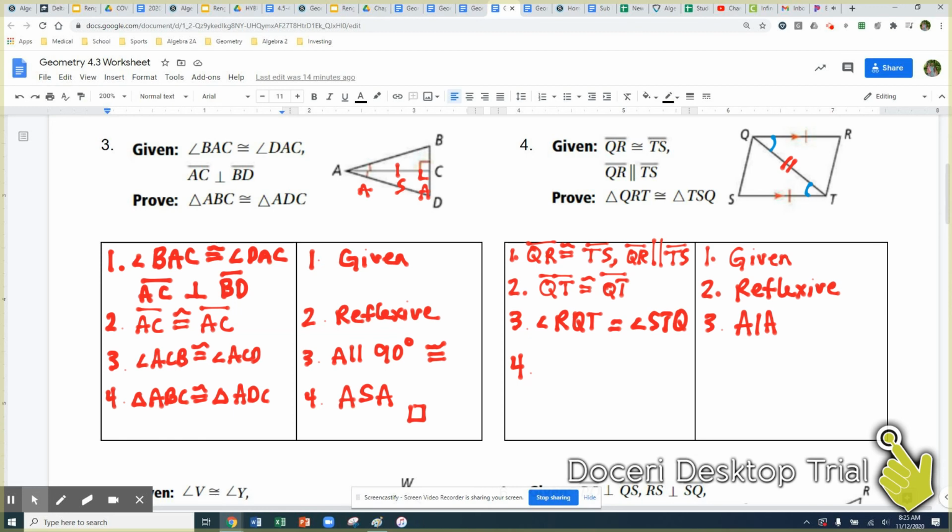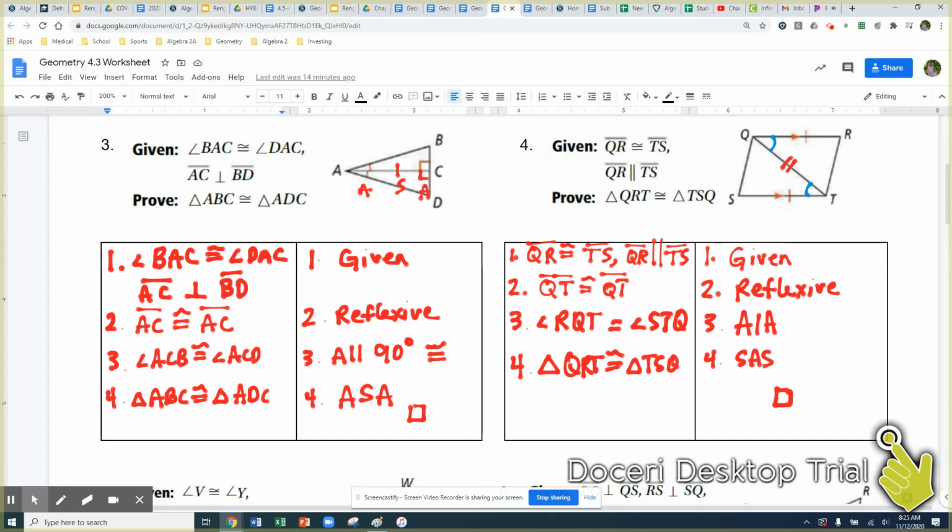Lastly, we have enough. We already decided we do. We've got ASA, so now we can rewrite the congruent statement. QRT is going to be congruent to TSQ. And the reasoning is side angle side, excuse me. Side angle side. There would be our reasoning. So all our bag of tricks is coming out to play. We can use SSS, ASA, SAS, AAS. We've got 4 different proofs that we can use to get this one complete.